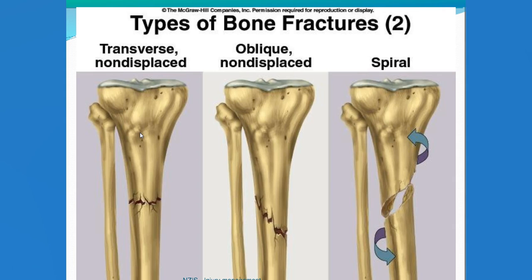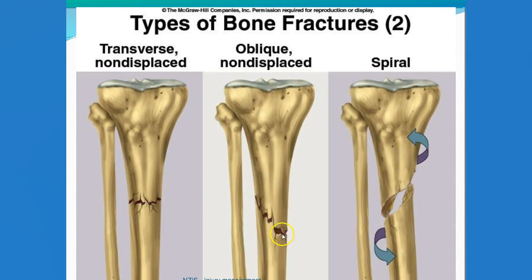So in the assessment, you'll be shown these pictures, and you'll just have to match the correct name or term to the correct picture of the fracture. So transverse across, non-displaced, it's still in alignment, and again, this is a pretty uncomplicated fracture, which would heal in about that 8 to 12 week period.